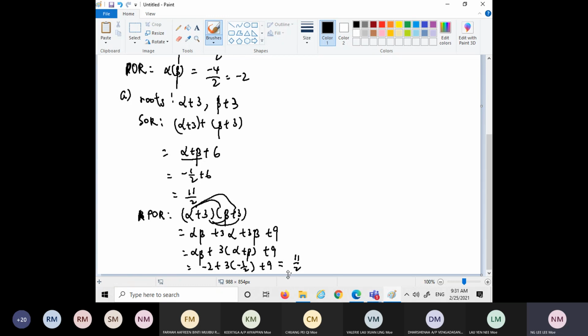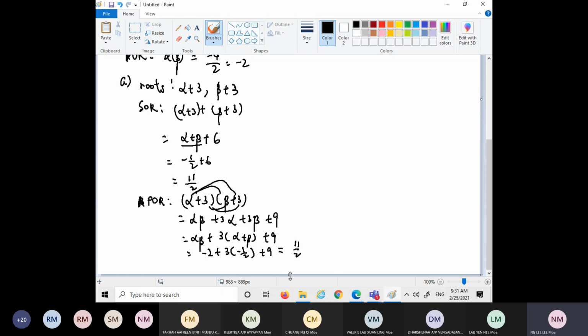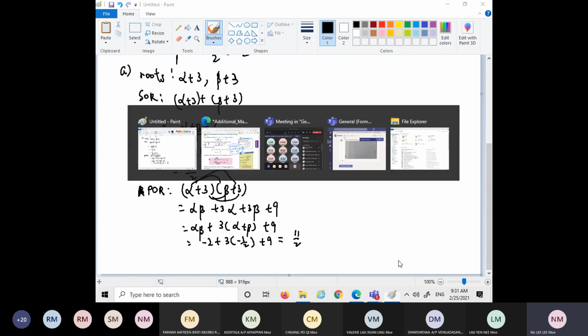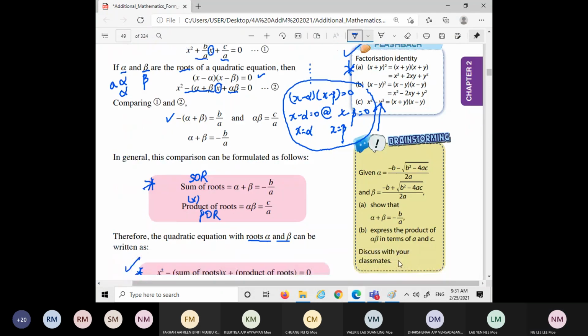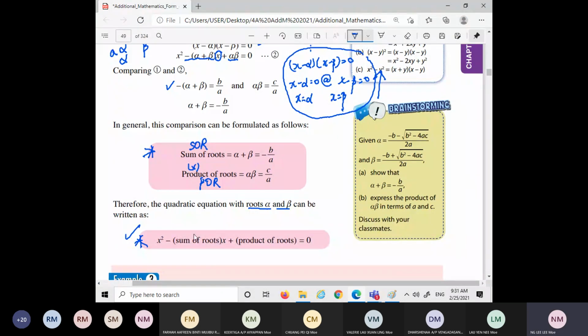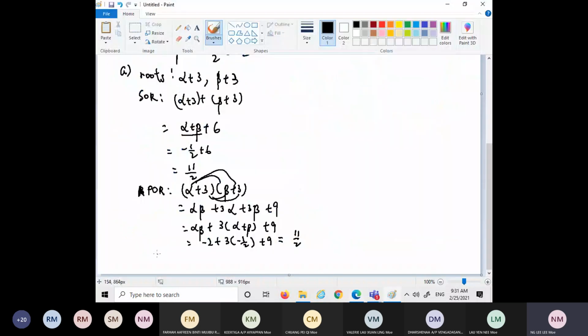Therefore, how to write the quadratic equation? I go back to the textbook and use this. Because I have a SOR and POR, I use this to write out the quadratic equation. So I'm going to use x squared minus SOR times x, plus POR, equals 0.